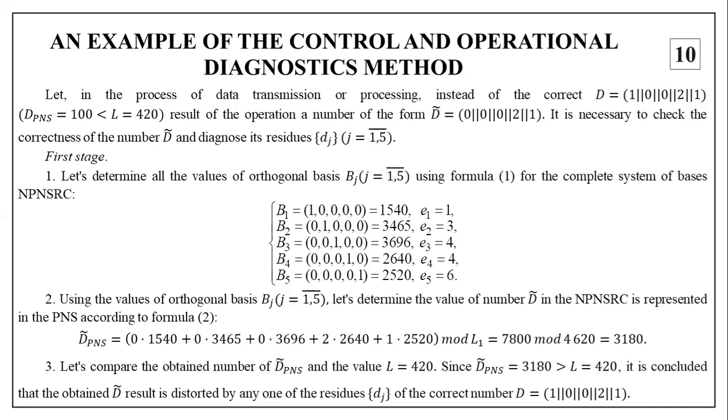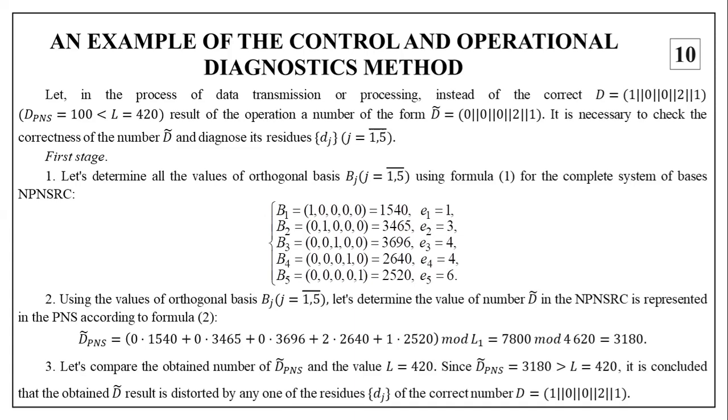Let's say in the process of data transmission or processing, instead of the correct number D, which in a positional number system equals 100 and is less than 420, the result of the operation is a number which is not the same as the correct number D. It is necessary to check the correctness of the number and diagnose its residues.